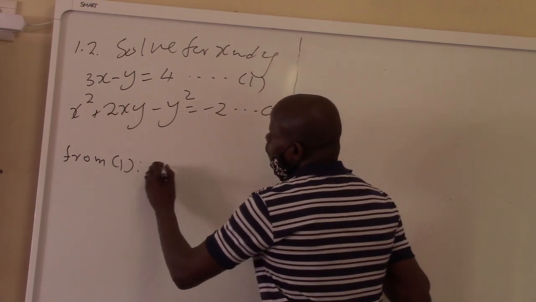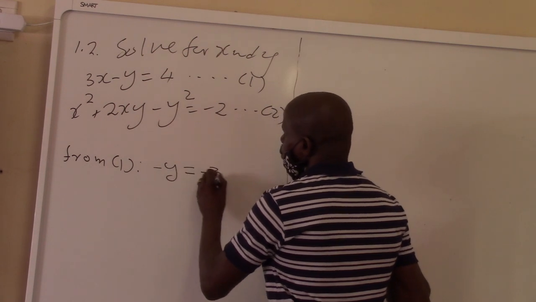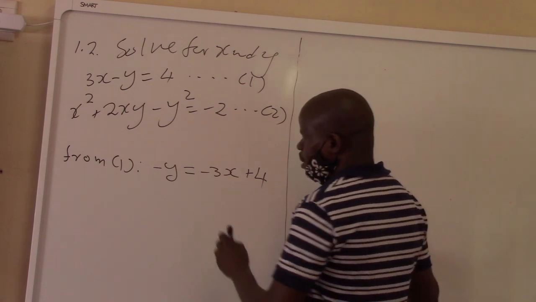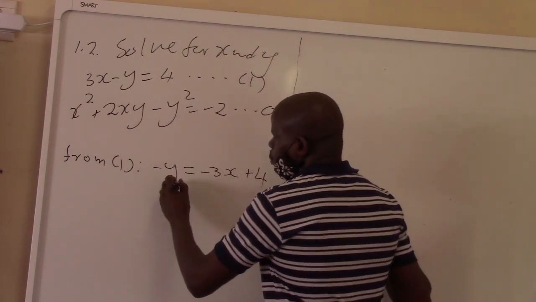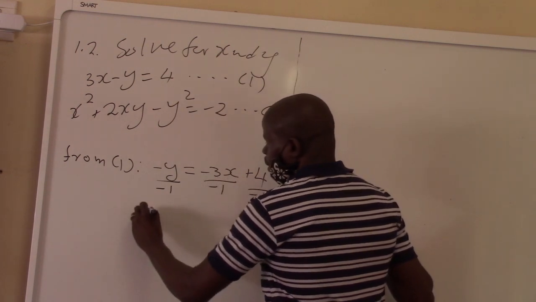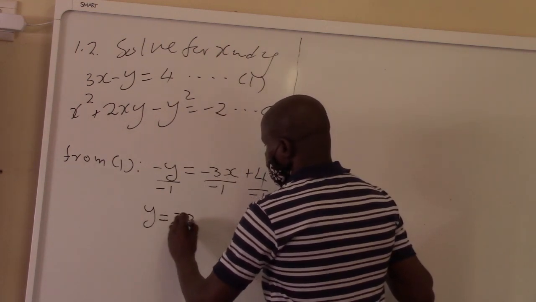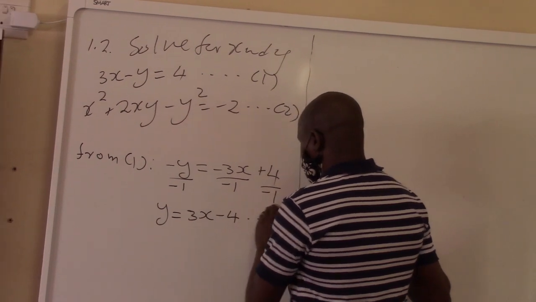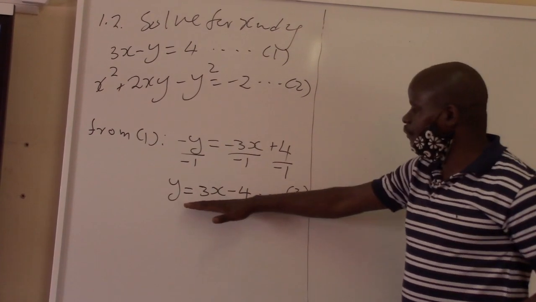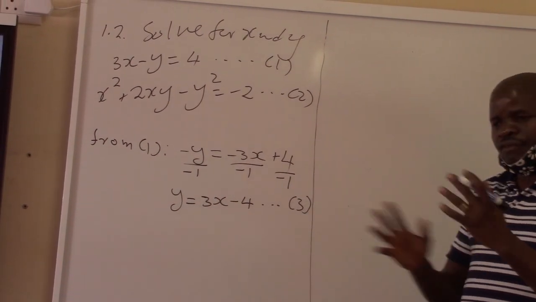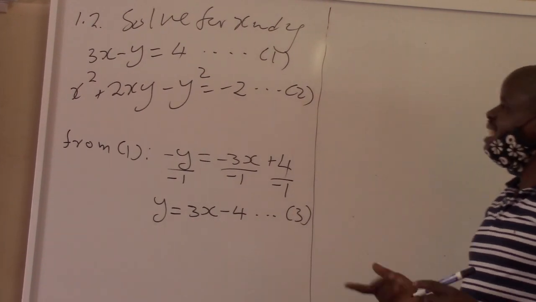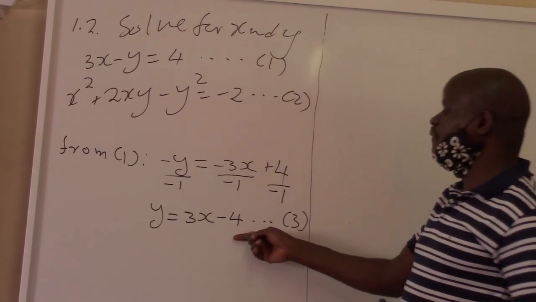So we will have -y is equal to -3x plus 4. But we want y to be, like to say y is equal to. So we divide by -1 throughout. So we have y is equal to 3x minus 4. We can name this equation 3. You get a mark for making one of the variables the subject of the formula. In this case, y is the subject of the formula. That is where the first mark comes in.